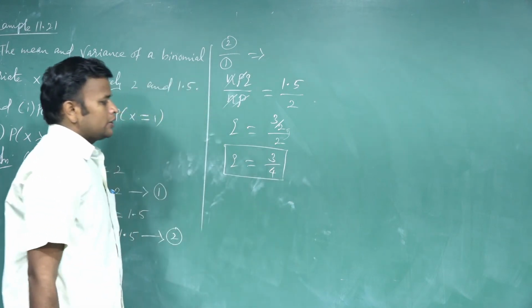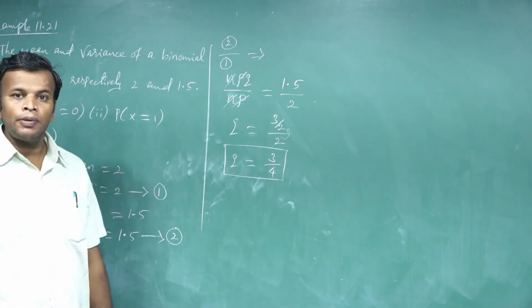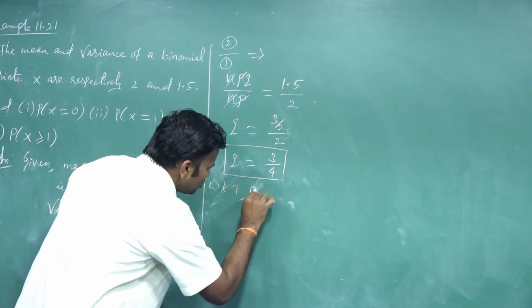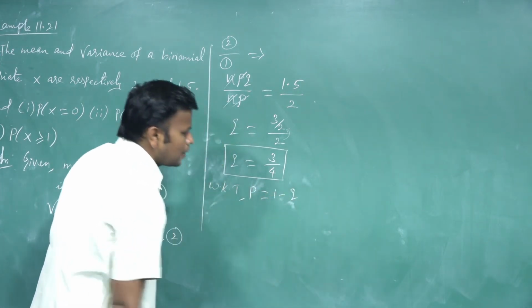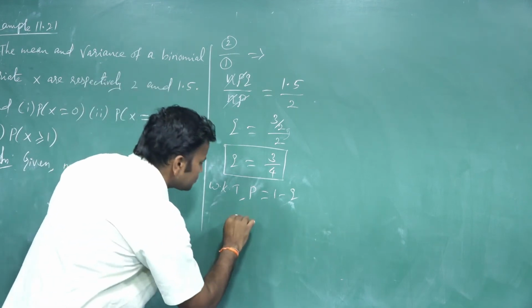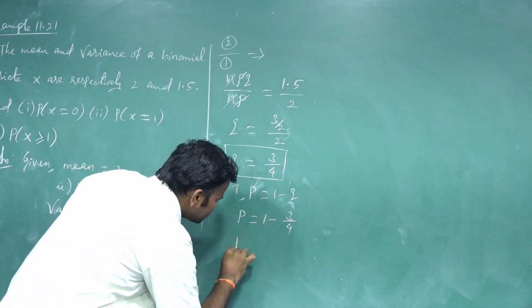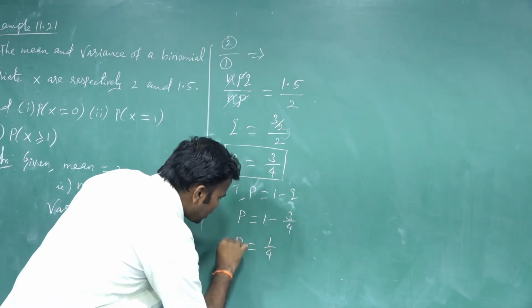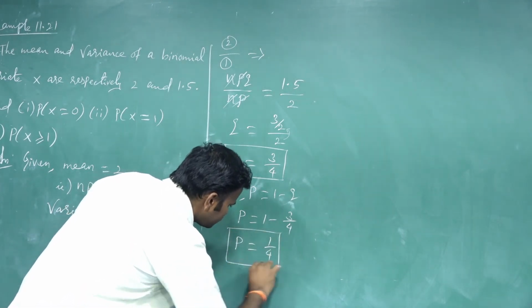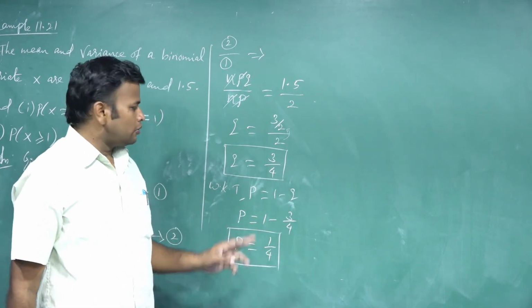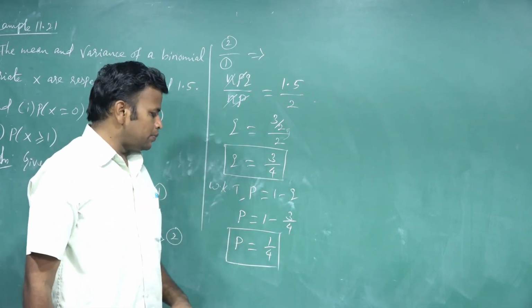So first I find the value of q. The value of q is 3 by 4. We know the formula p is 1 minus q. So p is equal to 1 minus 3 by 4. So the value of p is 1 by 4. We cross multiply, 4 minus 3 is 1 by 4. So the value of q is 3 by 4 and the value of p is 1 by 4.